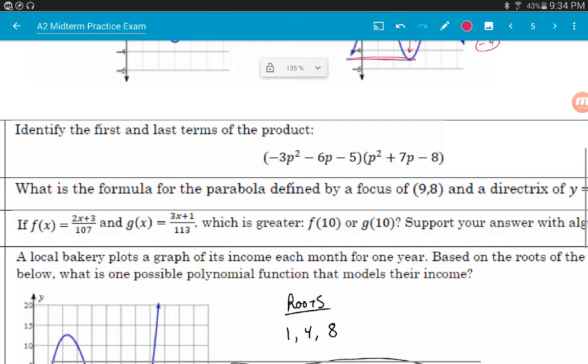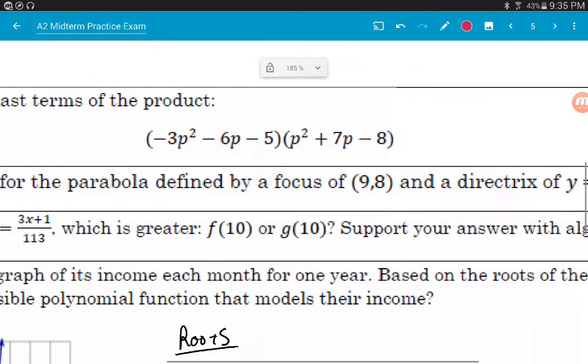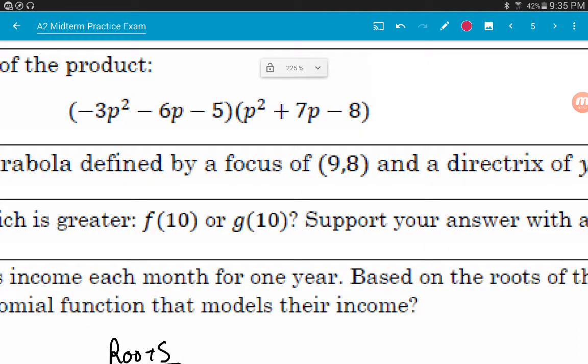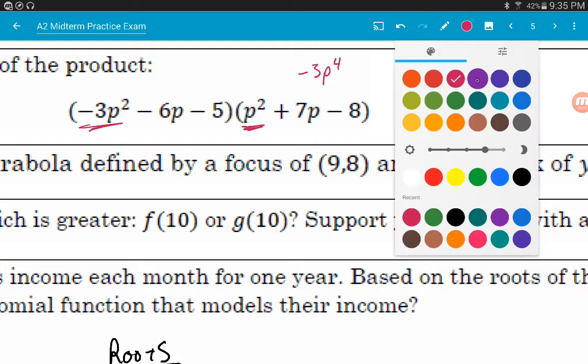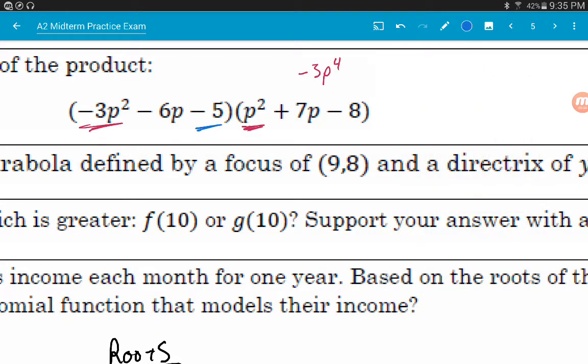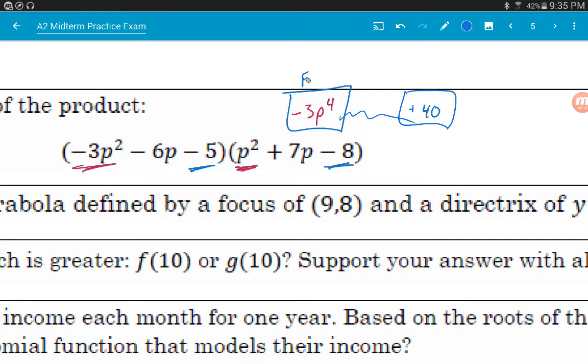Alright, question number 25. Identify the first and last terms of the product. And just the first and the last? That's easy. The first times the first is the first: negative 3p to the 4th. The last is the last times the last. So negative 5 times negative 8 is positive 40. Whatever goes on in between, they don't really care because they just want this and this. And I should make sure that I label them first and last.